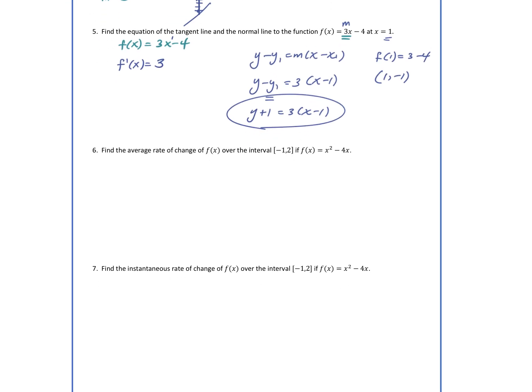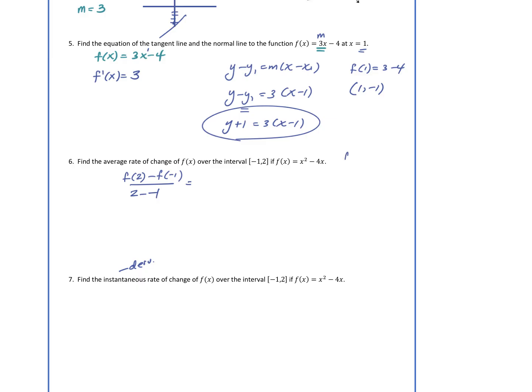Now for number 6 and number 7, average rate of change is normal slope. Average rate of change is just y2 minus y1 over x2 minus x1. Instantaneous rate of change is the derivative. This is the derivative. So this is going to be f of 2 minus f of -1 over 2 minus -1.